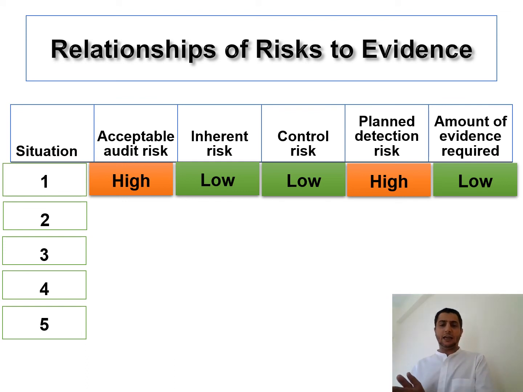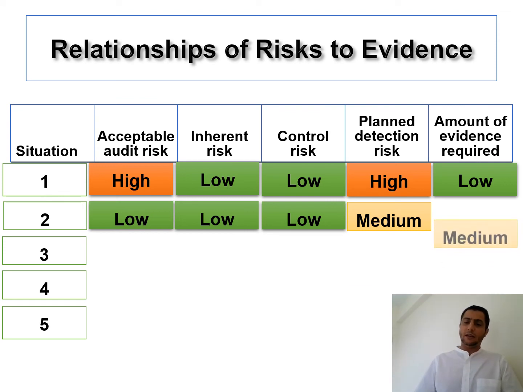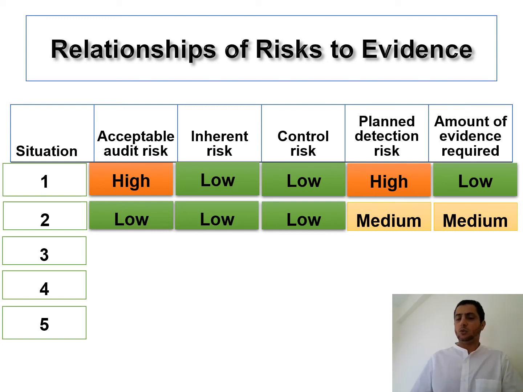From the diagram we explained just now in the previous slide, you can look and refer when you try to understand and link between the table. In situation 2, acceptable audit risk is low, inherent risk is low, control risk is low, so it will drive the planned detection risk to be low, and the amount of evidence required will be medium.